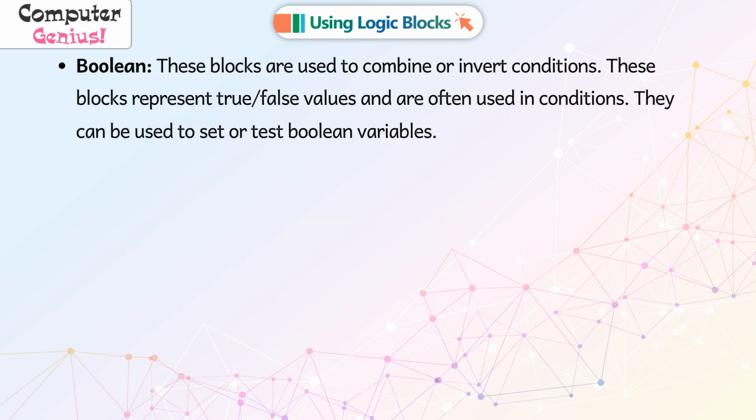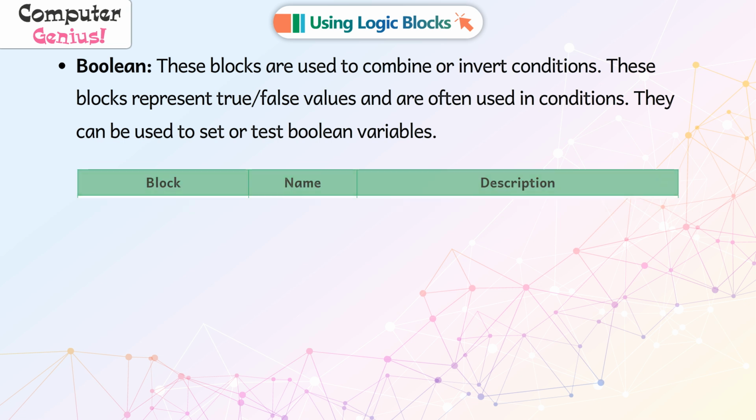Boolean. These blocks are used to combine or invert conditions. These blocks represent true or false values and are often used in conditions. They can be used to set or test Boolean variables.